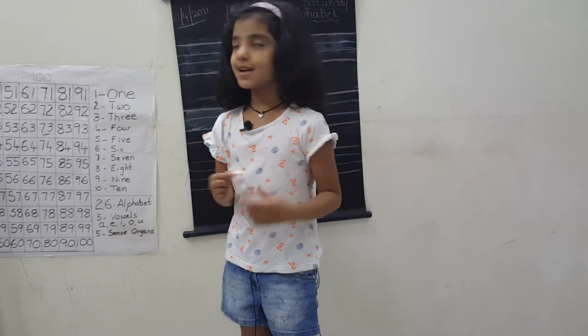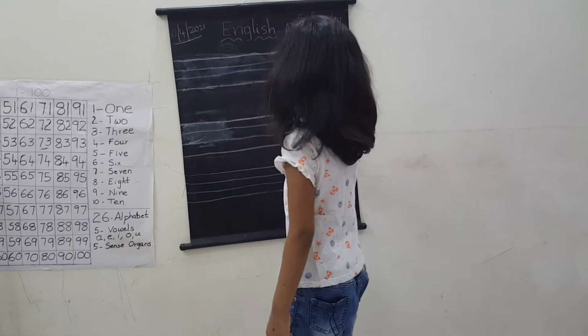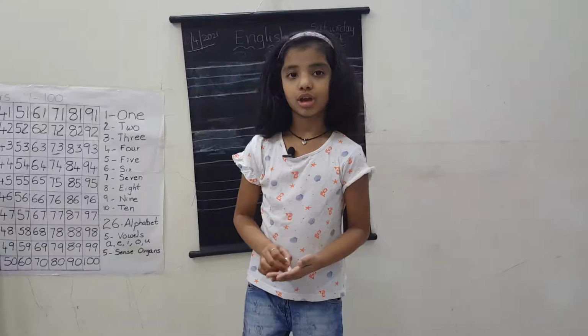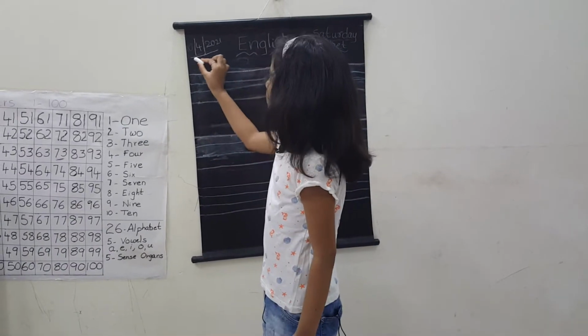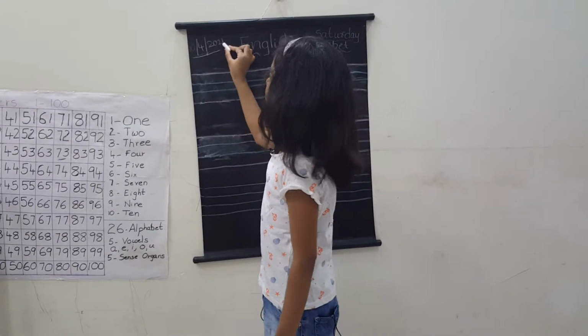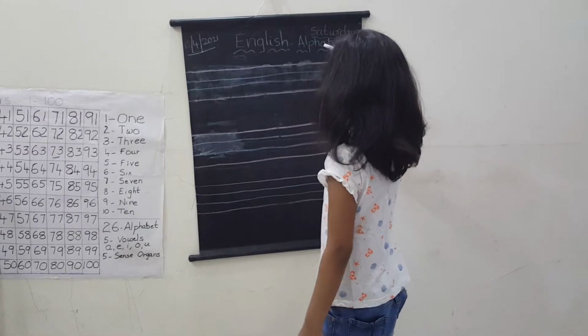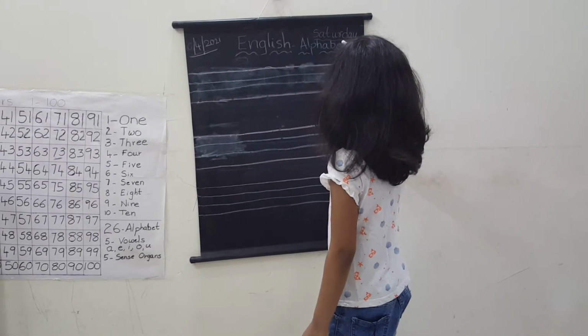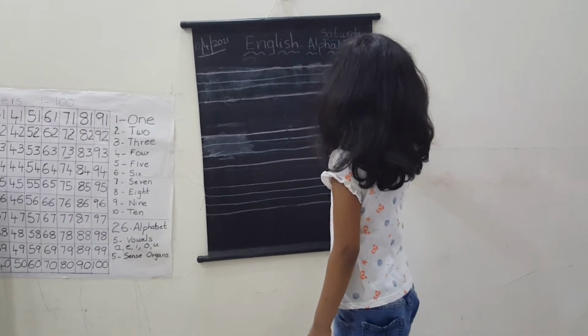Today we are going to learn the English alphabet. Today's date is 10/4/2021. Today is Saturday.